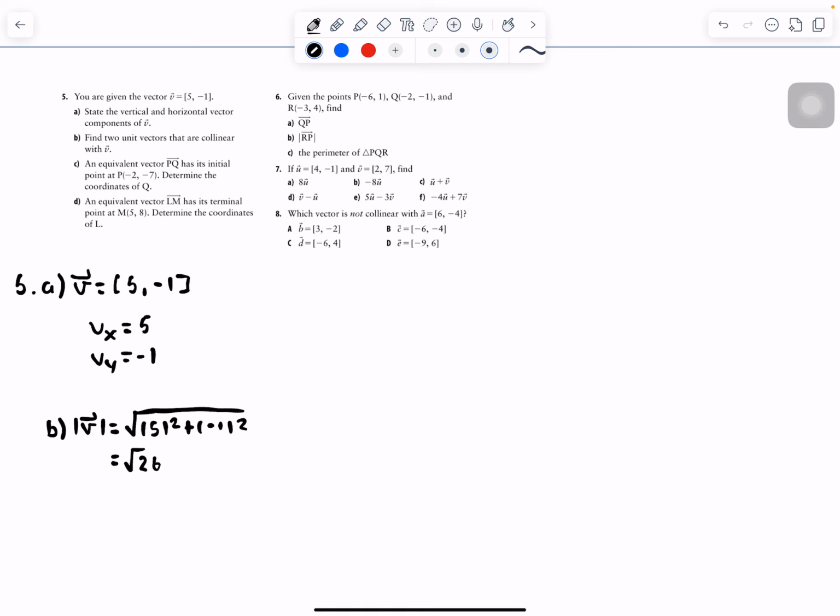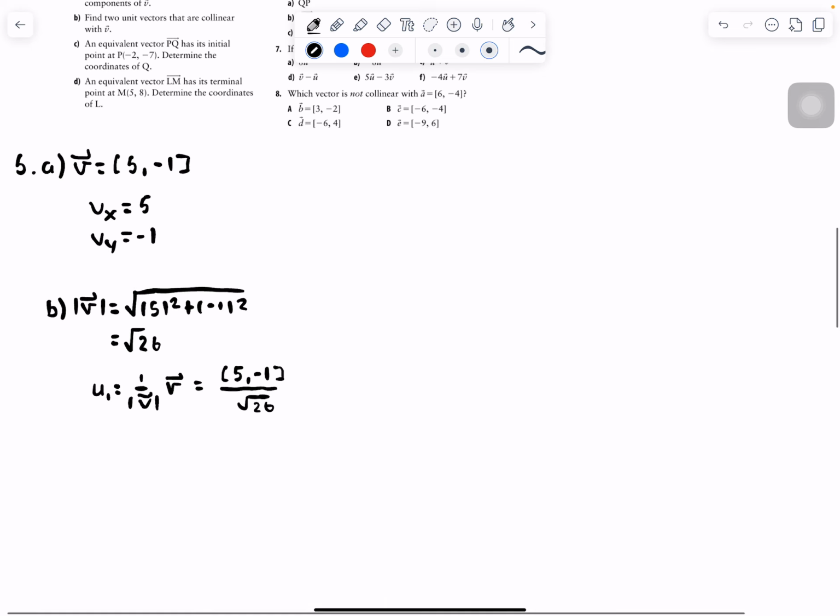So then one of the vectors, I guess we'll label it u1, would be, this is the formula for a unit vector, v divided by its magnitude. So then this is just (5, -1) over the square root of 26.